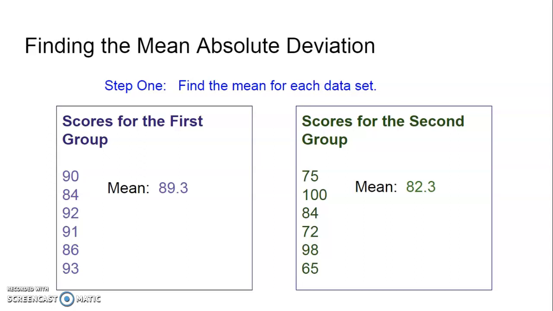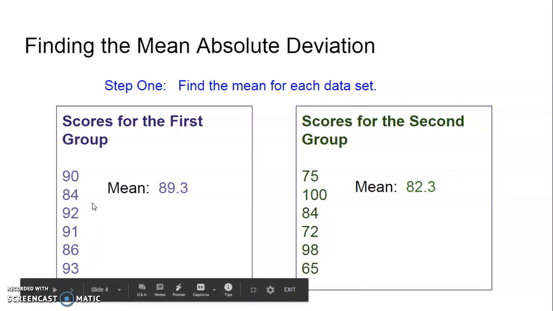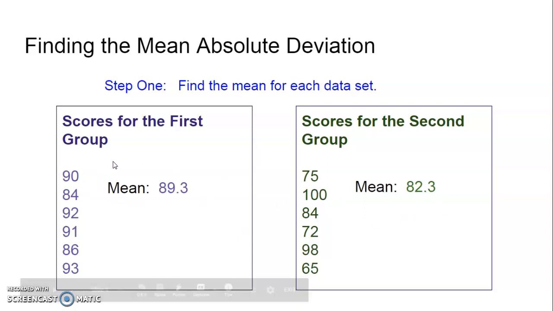If you're trying to find the mean absolute deviation, the first thing you do is find the mean for each data set. I've already done the work here, but remember that's adding everything up and dividing by 6 in this case, adding everything up, also dividing by 6 here. So you can see my purple group has a mean of 89.3, green group a mean of 82.3. That gives me some information there as well, but it doesn't give me information about how far spread apart the grades are.